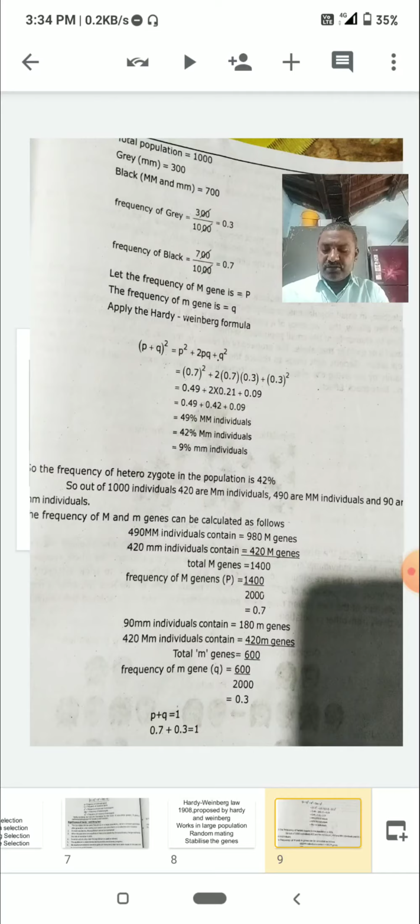Okay. So, the term isolating mechanism was first coined by Dobzhansky in 1937. Isolation is of two types, geographical isolation and reproductive isolation. First, geographical isolation: it is a geographical barrier which prevents interbreeding between populations.